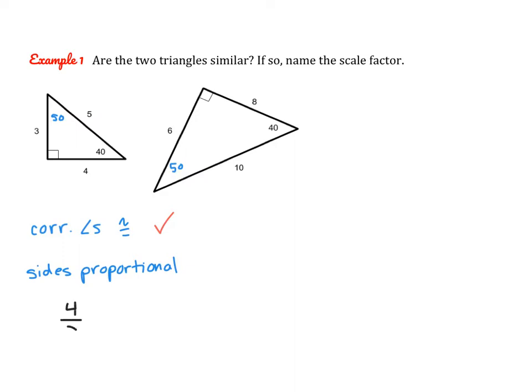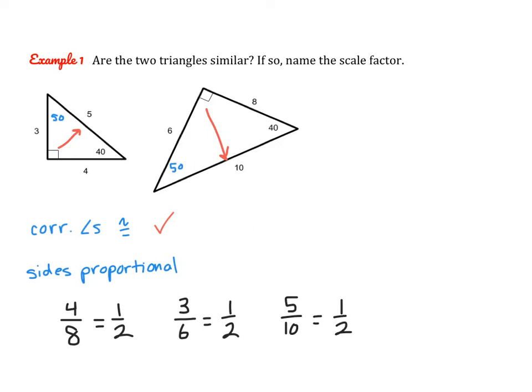So I can set up a ratio 4 to 8. If I simplify that, that's a 1-to-2 ratio. Now, we do need to check that all of the sides follow this same proportion. Let's try 3. The 3 is between the 90 and the 50, so that will go with the 6. So 3 to 6, which is also simplified to a 1-to-2 ratio. And then the last one, 5, will go with 10. You can also tell because they are both across from the 90-degree angle. So 5 to 10 is also a 1-to-2 ratio.